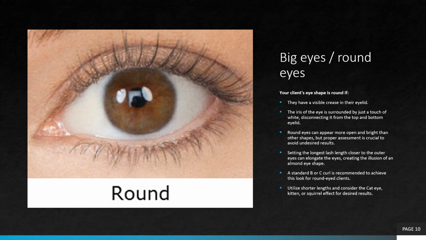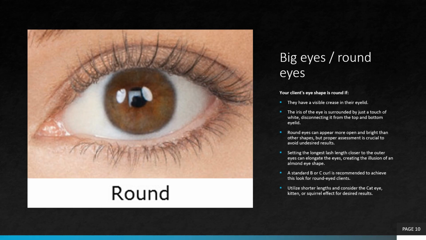However, proper assessment is crucial to avoid results that might not be as desirable. To enhance round eyes, setting the longest lash length closer to the outer corners can help elongate the eyes, creating the illusion of an almond eye shape. This technique helps balance the natural roundness and adds a subtle lift.